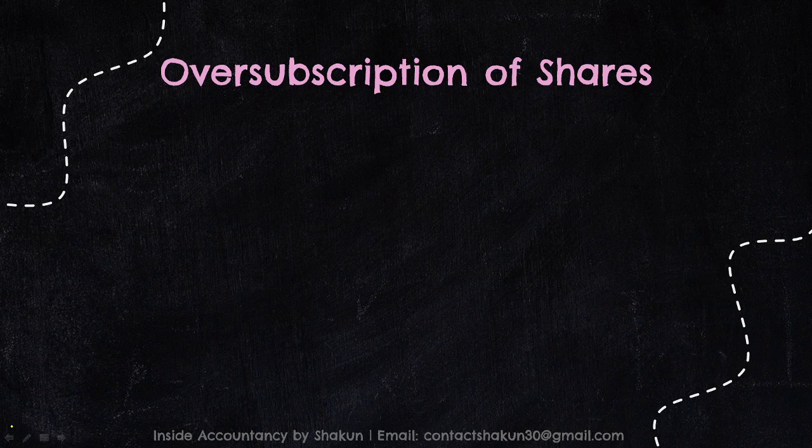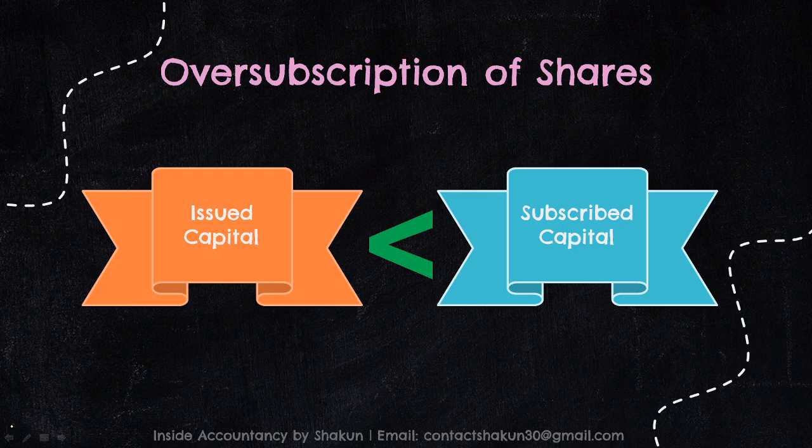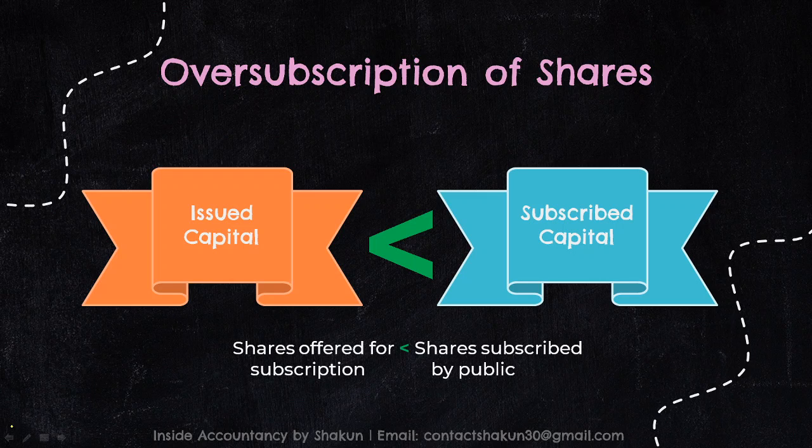In case of oversubscription, the subscribed capital is greater than the issued capital. What does that mean? In other words, the shares which are offered for subscription are lesser than the shares that are subscribed by the public. What does that mean again? For example, a company issued 20,000 shares, offered them to the public for subscription, but the subscriptions were received for, let's say, 40,000 shares.